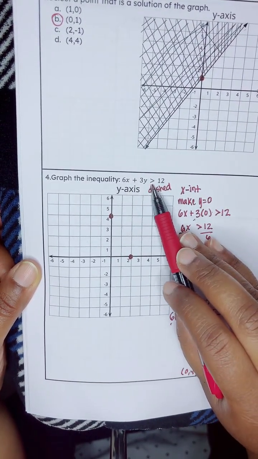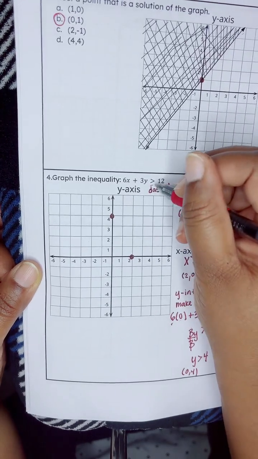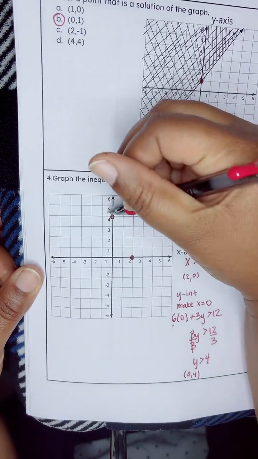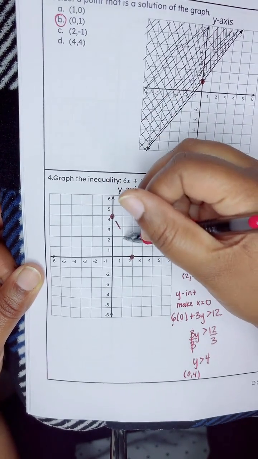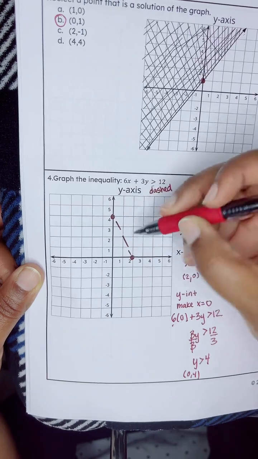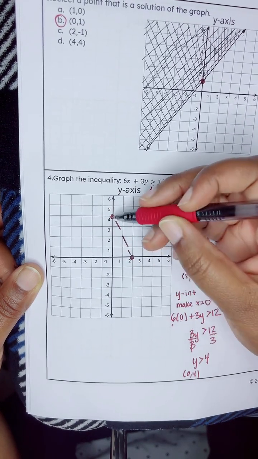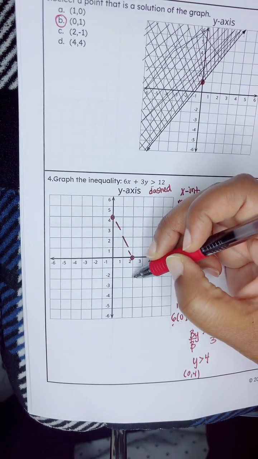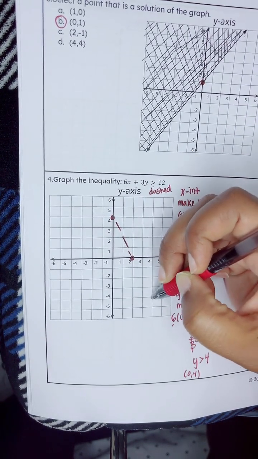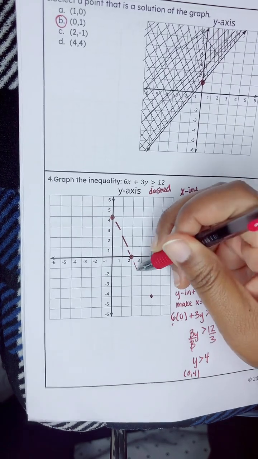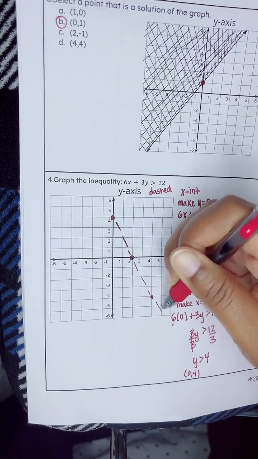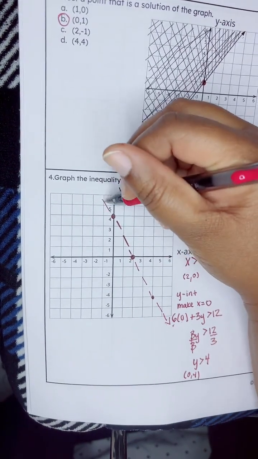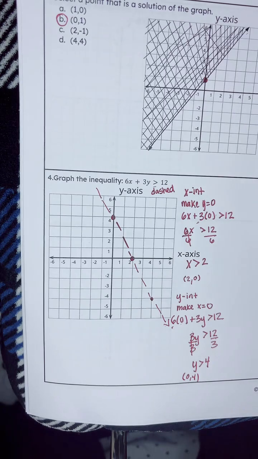Why are we dashed? Because we do not have an equal sign underneath there. We don't have an equal to. It's just greater than. So we are going to be a dash line. So we're going to do dash, dash, dash. Let me see. So we're going over 2, up 4. So we can go down 4. 1, 2, 3, 4, over 2. And that will be our next point. And when you do inequalities, you want to make your line go all the way through. Okay? All the way through.